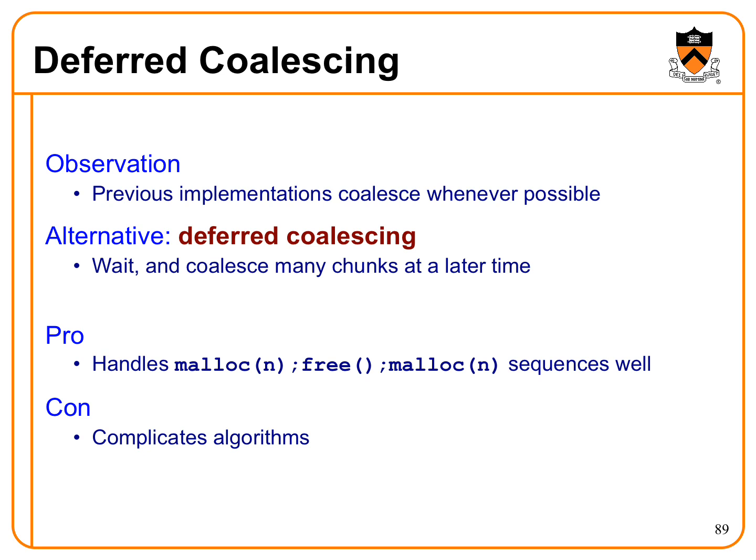We wait and coalesce many chunks together at a later time. This has the advantage for workloads like this, but it does complicate the algorithms because now you need to have some additional state to say, well, how long do you wait before you coalesce? Or you need to do additional lookups to say, how many chunks in a row do there need to be before you coalesce?